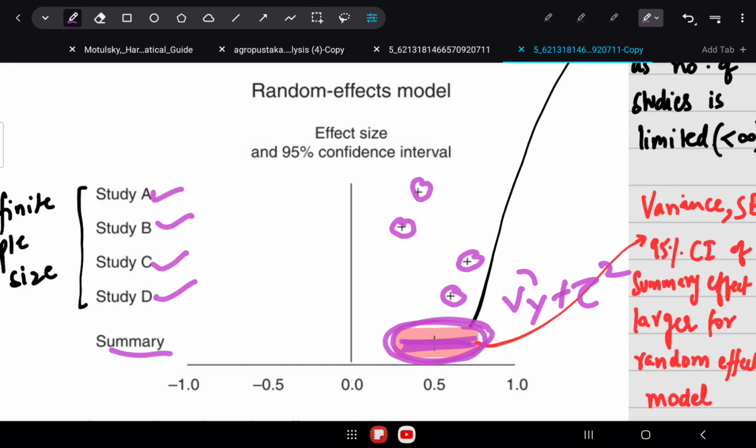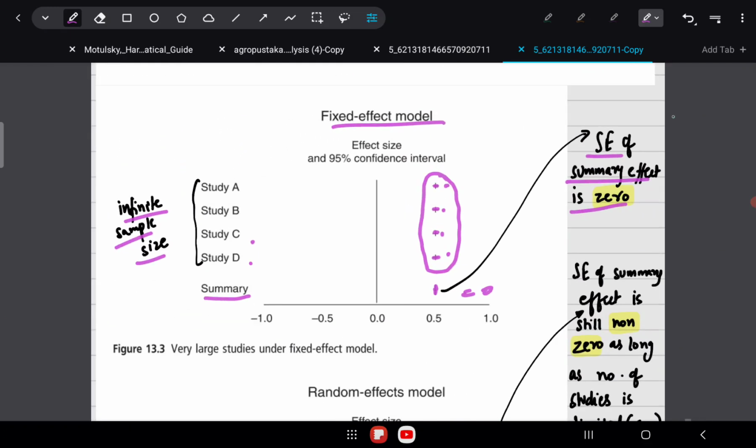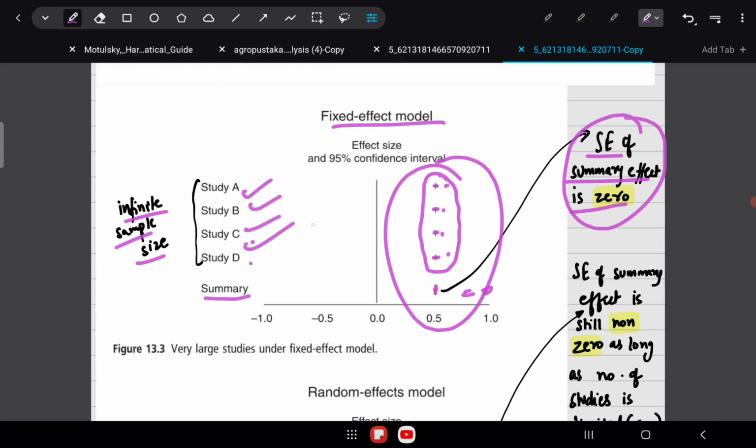And yes, we can minimize within study variance by increasing the sample size to infinity, but to minimize the between study variance, the number of studies itself has to be infinity, which is not possible, which is not there in this case. Okay, so see, the standard error of the summary effect is 0 here because each study has an infinite sample size, which means Vy will approximate 0.